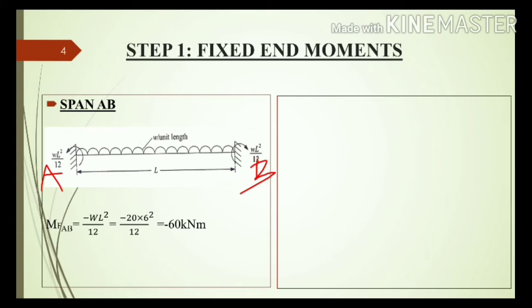Then substitute the value of W as 20 and length of span as 6 meters. So we get M of AB is equal to minus 60 kilonewton meter. Similarly, M of BA, when we consider the direction from right to left, that is B to A, the fixed end moment along the member BA is equal to WL square by 12. So substitute the value of W and L. So we get M of BA is equal to 60 kilonewton meter.